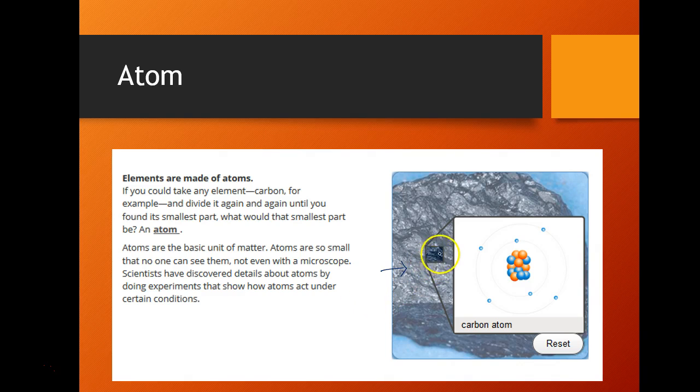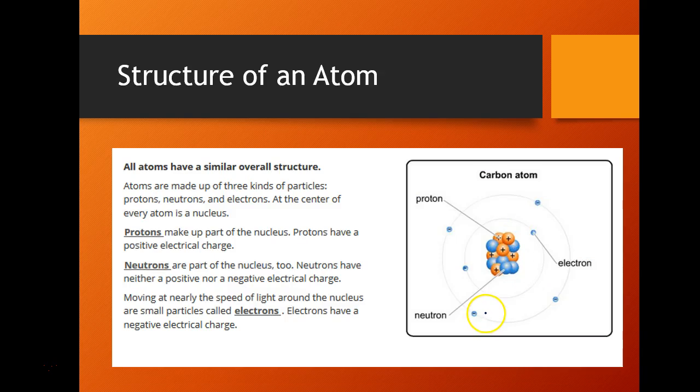And so you see here, if you were to look really closely, actually you can't even look at it through a microscope, but scientists know through different experiments that the smallest unit would actually be an atom. And this is what a carbon atom looks like. So although atoms have different characteristics, their overall structure is very similar.